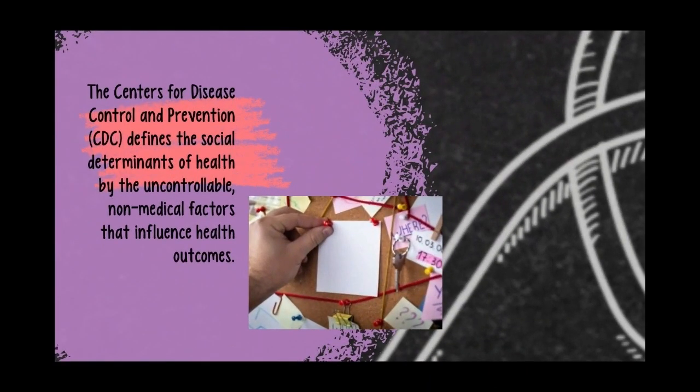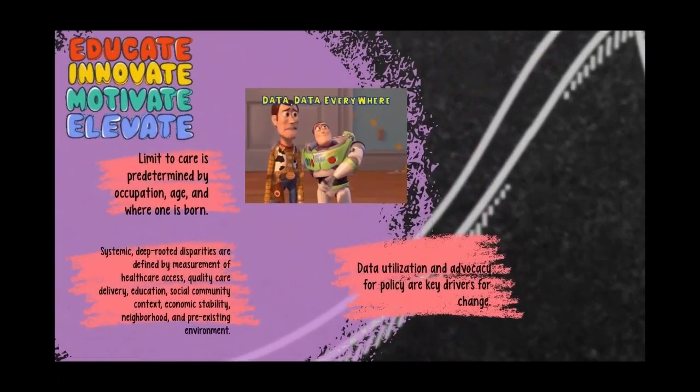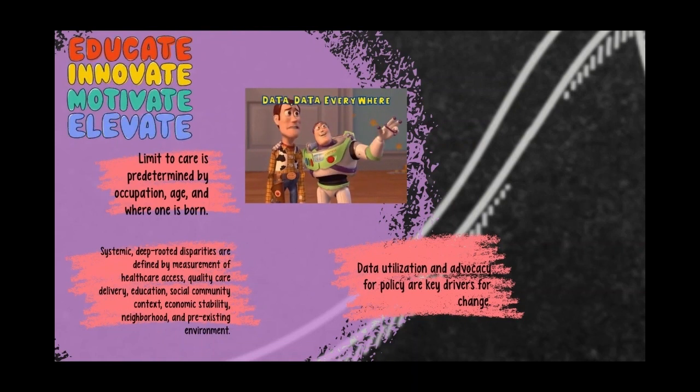According to the CDC, the social determinants of health are all of the non-medical factors that influence one's health outcomes. Limits to one's care are predetermined by environmental conditions including where they are born, their occupation, their age, and uncontrollable components inclusive of their biological framework. Essentially, data utilization and policy creation is a key driver to help combat existing systemic disparities in the United States.